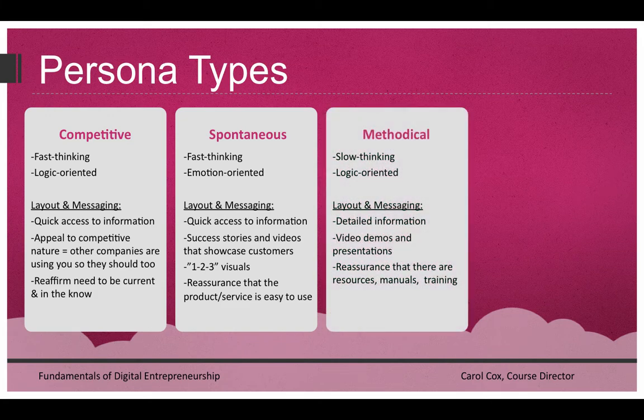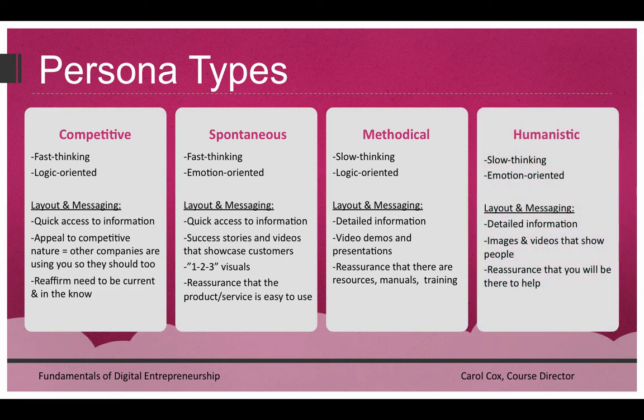The third type of persona is methodical. So these people tend to be slower in their thinking process and in their decision making, and they're logic oriented. So for them, on your web pages, your landing pages, you're going to want a lot of detailed information for them. They want product specifications and video demos and presentations and testimonials from customers. They want reassurance that there's going to be support or additional information available to them depending on the type of product or service that you sell.